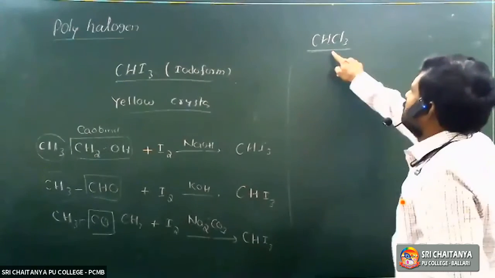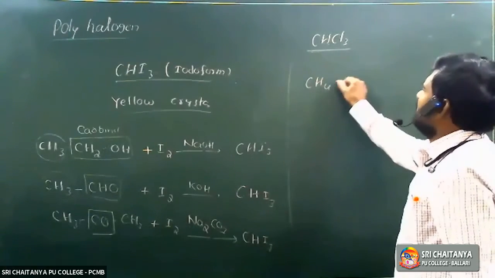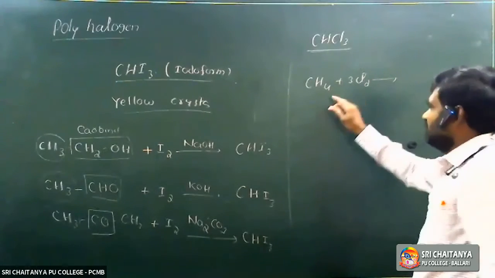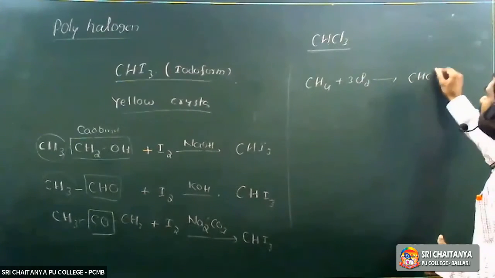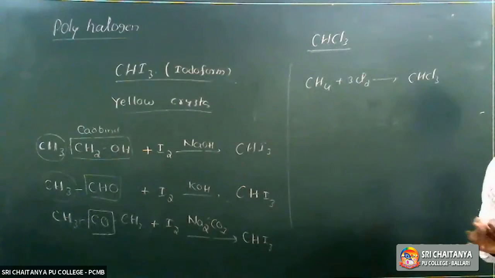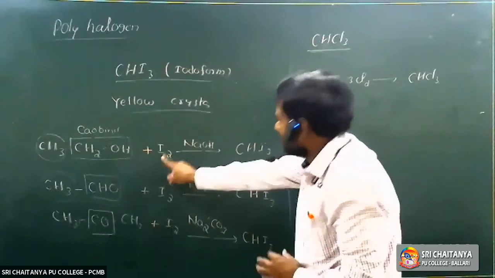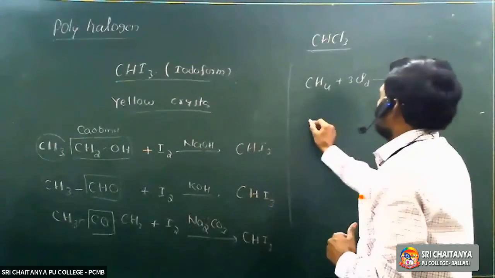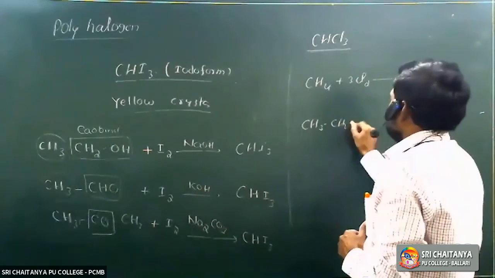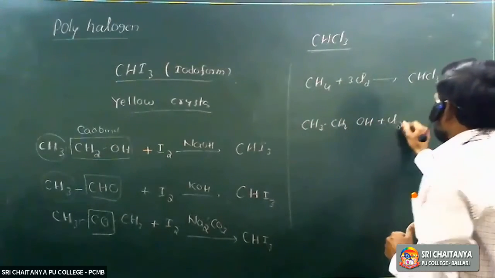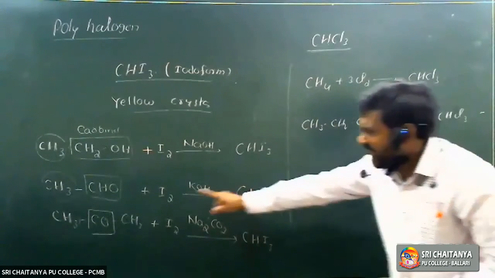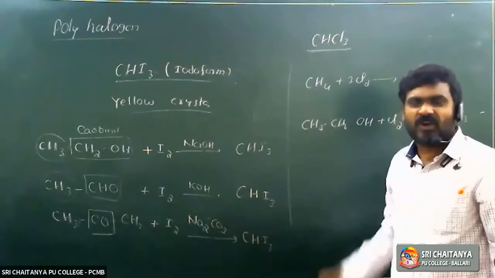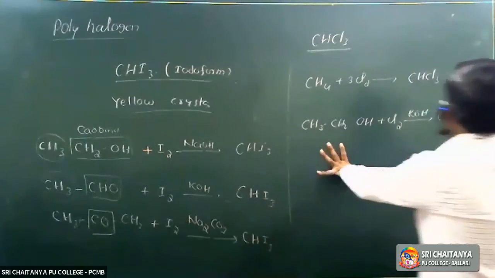Chloroform can be obtained by controlled chlorination of methane: 1 mole of methane reacts with 3 moles of chlorine to give chloroform, but it is not a suitable method. In the laboratory, it is prepared from ethyl alcohol. Ethyl alcohol, CH3CH2OH, treated with chlorine in the presence of NaOH or KOH gives chloroform. Acetaldehyde reacts with chlorine in the presence of alkali to give chloroform.